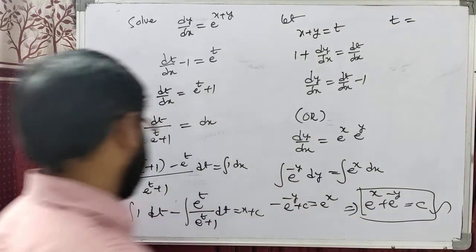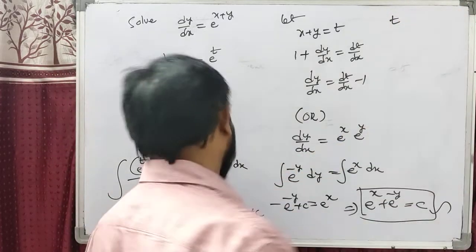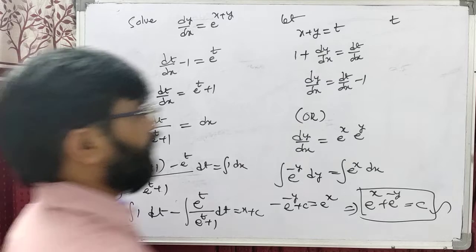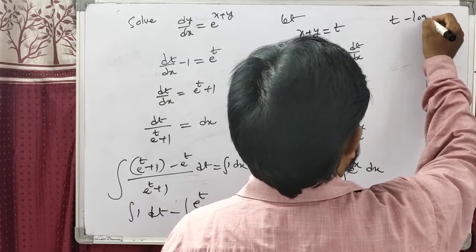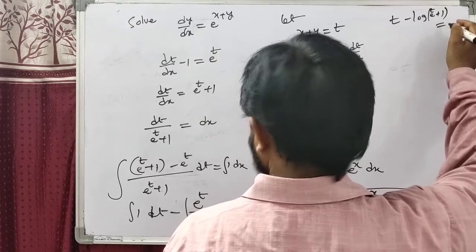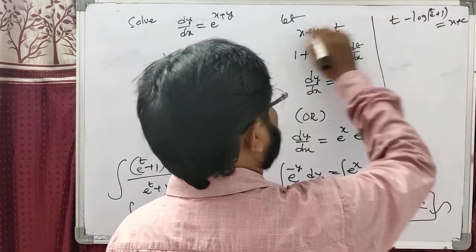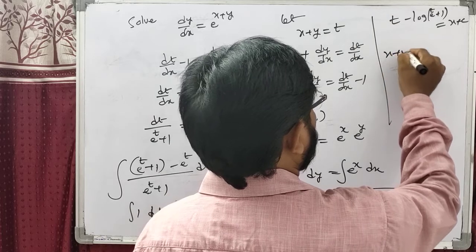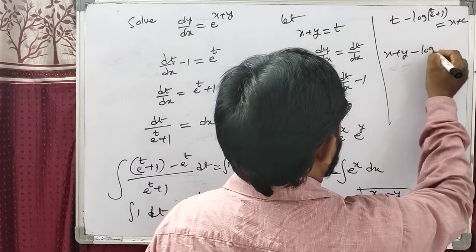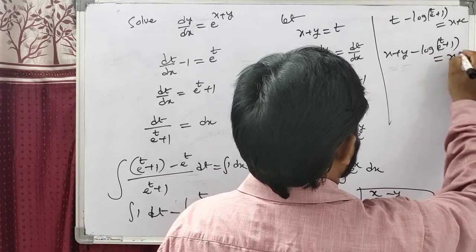Minus, what do you get, f'(x)/f(x). Dear students, the integral of f'(x)/f(x) is log|f(x)|, so log|e^t + 1| equal to x + c. What is t, students? t is x + y, so x + y minus log|e^t + 1| equal to x + c.